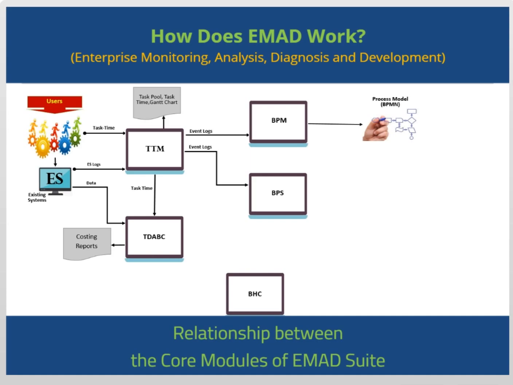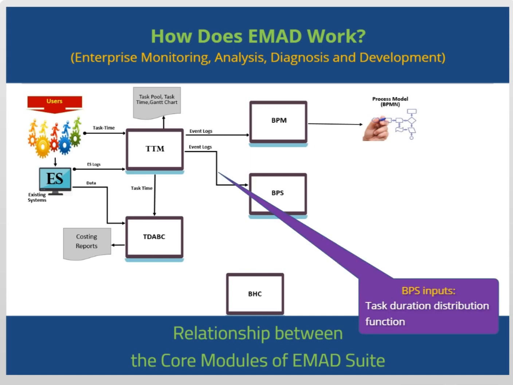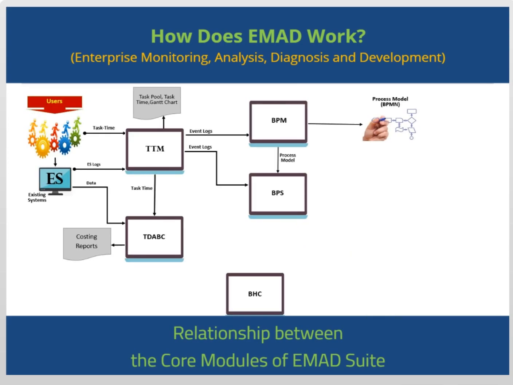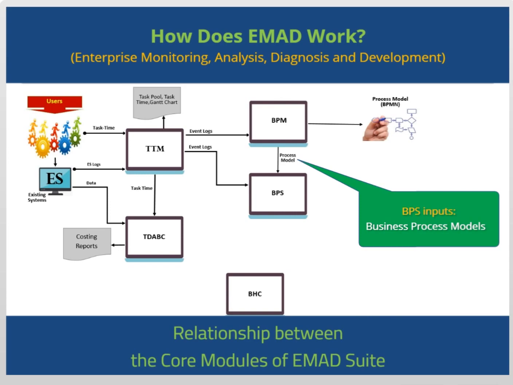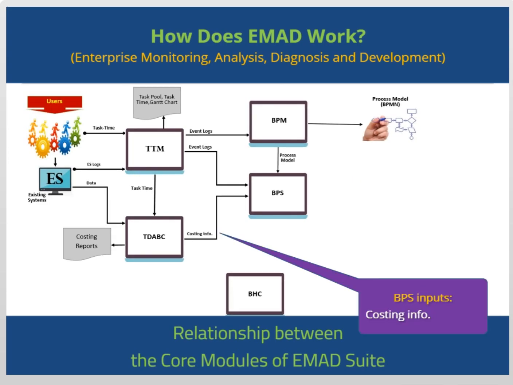And another module of EMAD is BPS, or Business Process Simulator. It needs two important inputs besides other inputs. These two inputs are more difficult to provide. One of them is identifying the task duration distribution function that shows which statistical distribution function the tasks follow. It's provided by TTM, and another important input is provided by BPM, or the Business Process Model. Providing these inputs are challenges in business process simulation. These two inputs can be easily provided by other modules in EMAD.